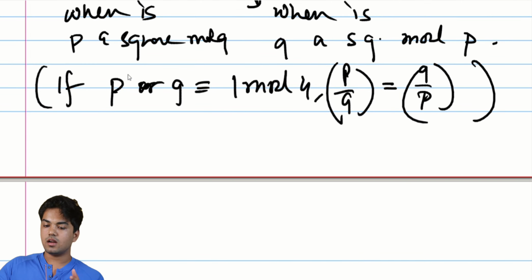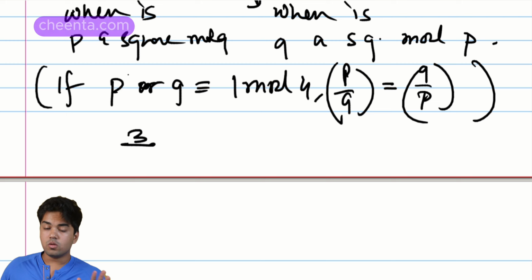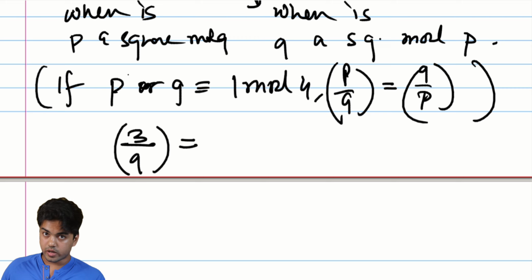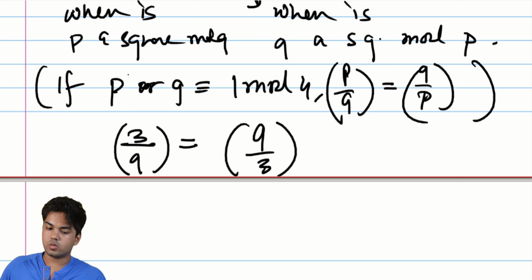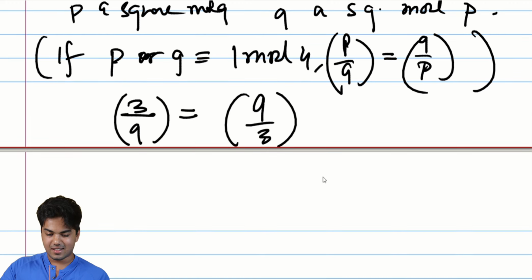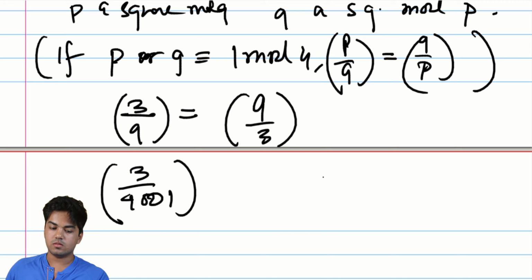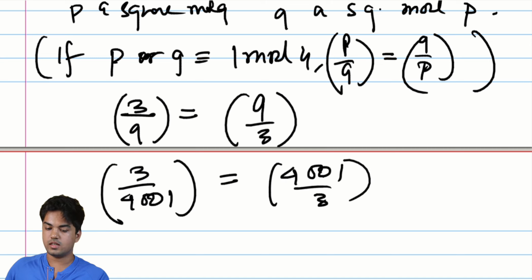Take a small prime P and a large prime Q. Take 3. This is saying that if Q was 1 mod 4, and 3 is not 1 mod 4, so say Q is 1 mod 4, then 3 is a square mod Q if and only if Q is a square mod 3. Take some massive prime, like, let me look up right now a large prime that is 1 mod 4. So, I have just seen that 4001 is a prime, and it's obviously 1 mod 4. This is saying that 3 is a quadratic residue mod 4001 if 4001 is a quadratic residue mod 3.